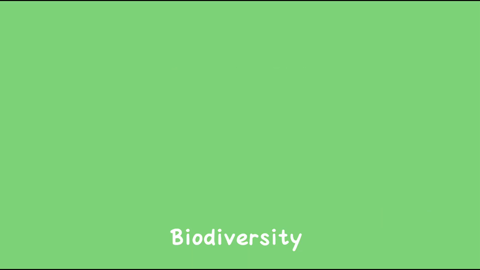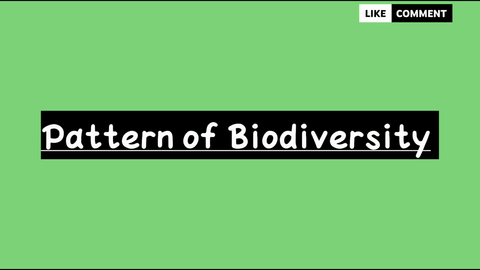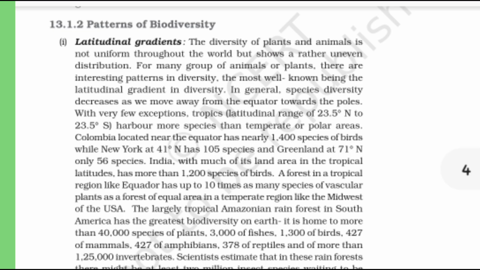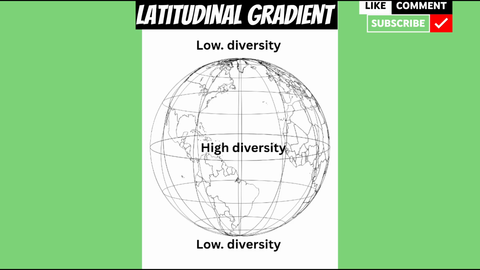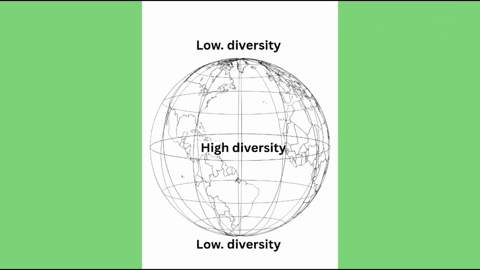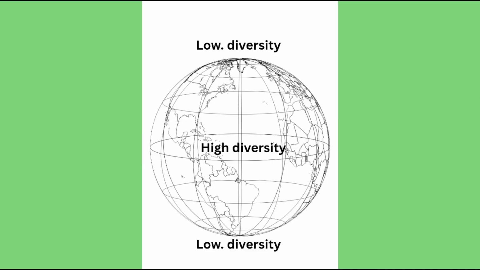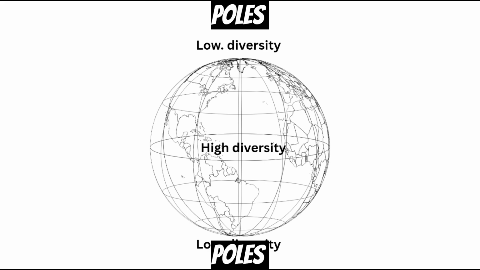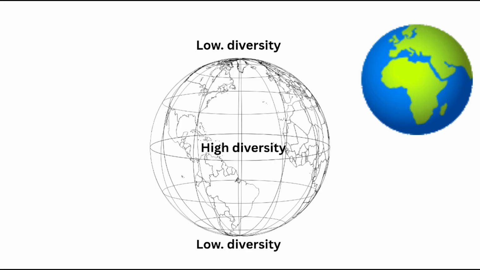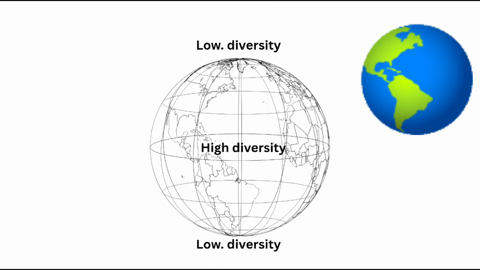Next is the pattern of biodiversity. Biodiversity is not uniformly distributed on Earth. There are two major patterns that are explained in the NCERT book, the first being the latitudinal gradient in biodiversity. What does this mean? Latitude means distance from the equator, and biodiversity decreases as we move away from the equator towards the poles. So the maximum number of species is found in the equatorial region and the minimum in the poles. Species diversity decreases as we move away from the equator towards the pole.